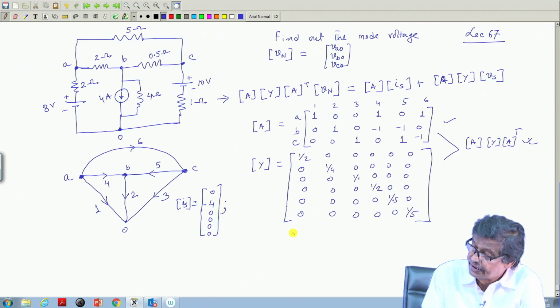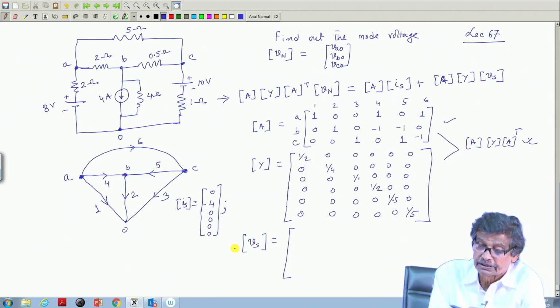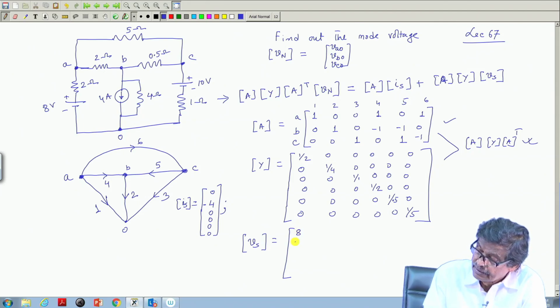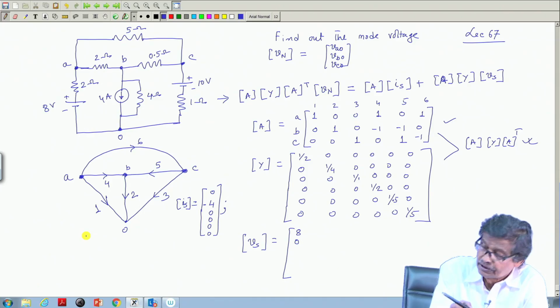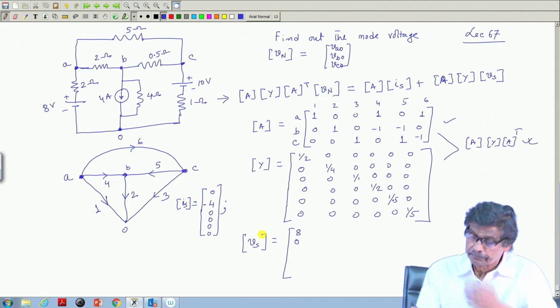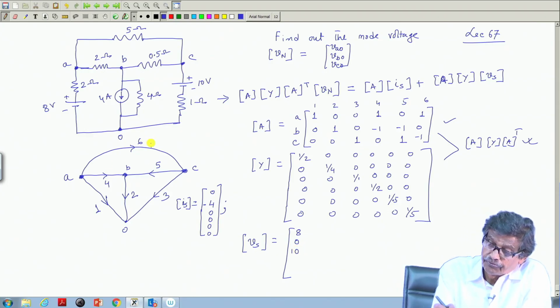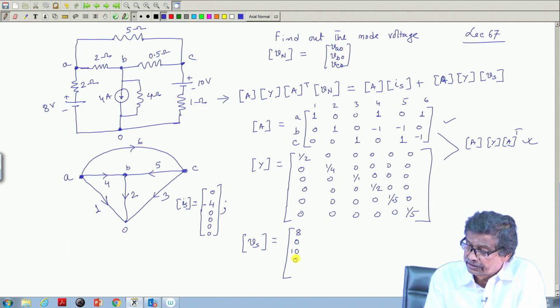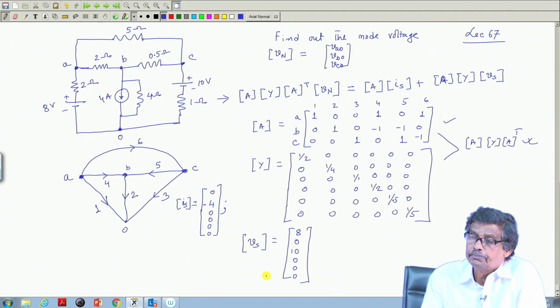Then I write what will be V s. It will be also a column vector, and V s will be equal to, go to each element, see voltage source is present. See, element 1 there is a voltage source 8 volt, and 8 is connected to node A. This is the element direction. So, it will be plus 8. In element 2, no voltage source. So, that will be 0. Element 3, there is a voltage source which should be plus 10, is it not? Plus 10. Element 4, 5 and 6 have got no sources. So, other 3 will be 0. So, this is the V s matrix.